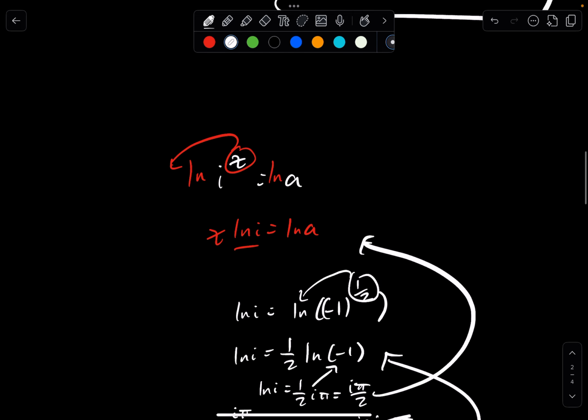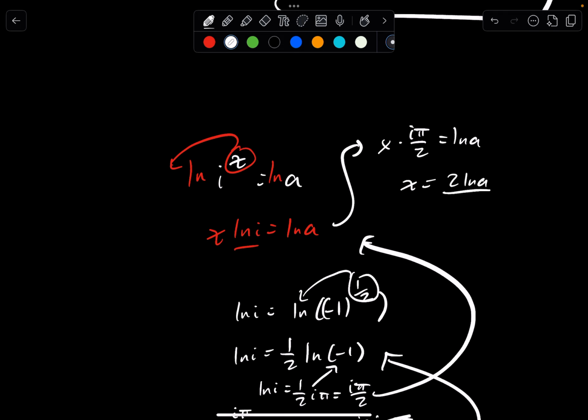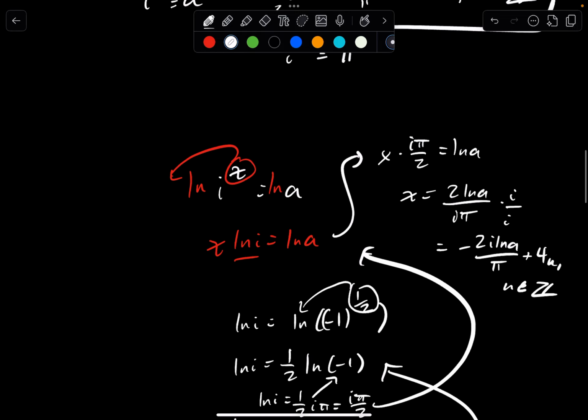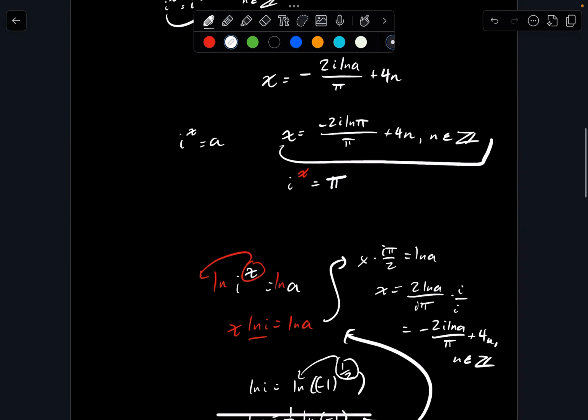We substitute that back in. I hope you're tracking. You can pause the video if you need. Then we get x times I pi over 2 equals ln a. X is equal to 2 ln a over I pi. I don't like I in the bottom. Multiply by I over I. This becomes -1 in the denominator and I on the top. So this is equal to -2I ln a over pi, and we add our 4n, where n is an integer, because of the nature of I and how it repeats every 4.